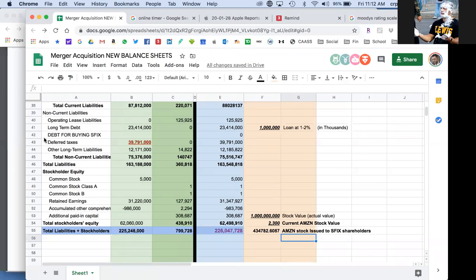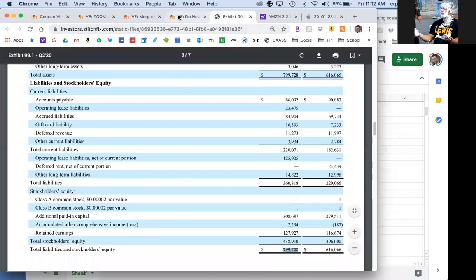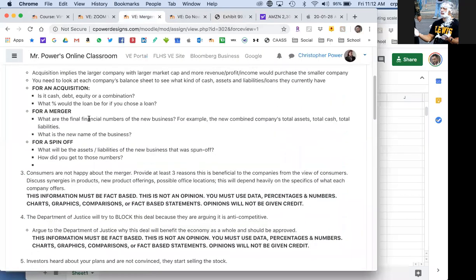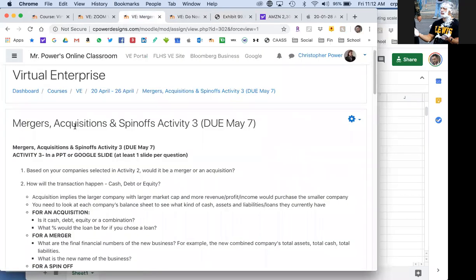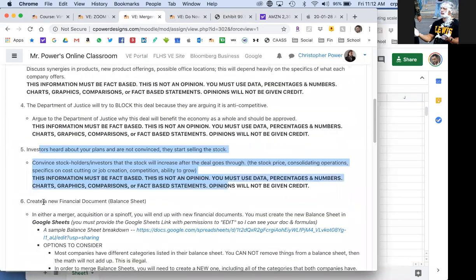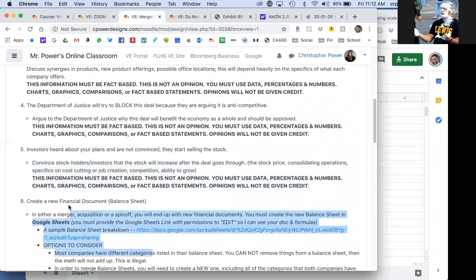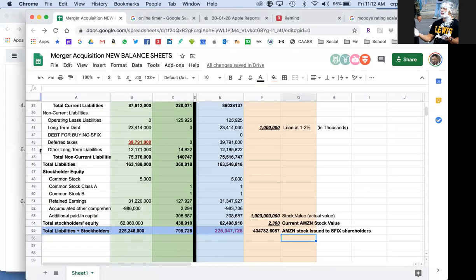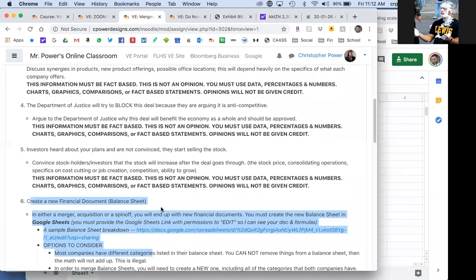the focus of this assignment was always, as I was saying, to get you to learn a few different terms: mergers and acquisitions and spinoffs, cash, debt, and equity, and then to think in terms of consumers, the Department of Justice with anti-competitive mergers or acquisitions, and then thinking about investors. Now we're doing some balance sheet. It's balanced. What are assets? What are liabilities? What's the breakdown? What are the categories? Very simple.